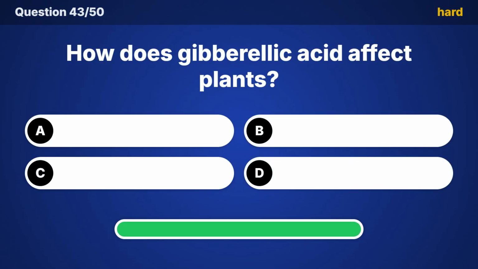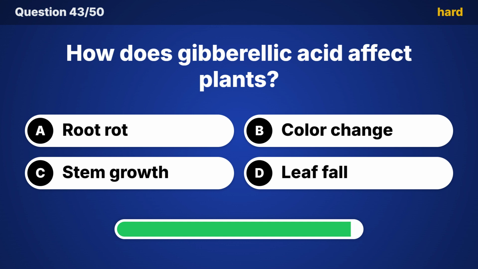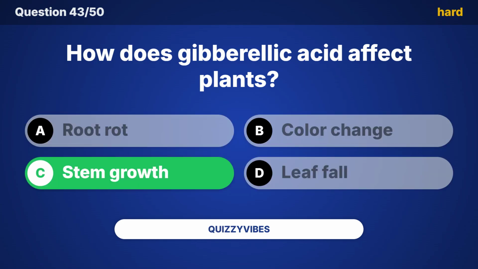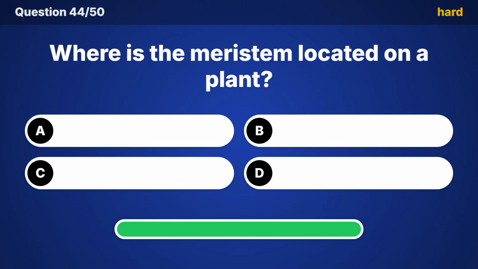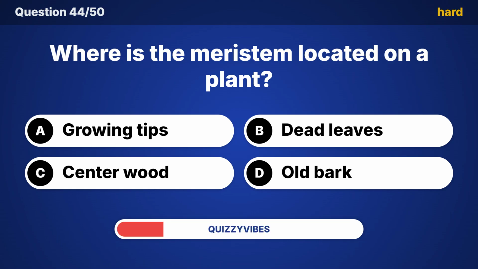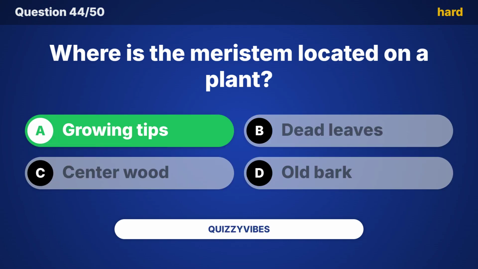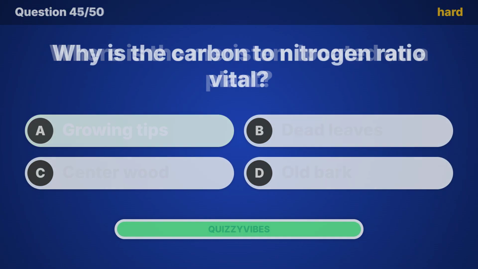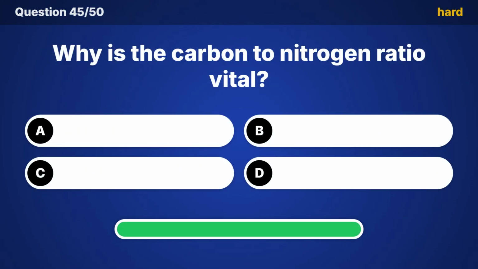How does gibberellic acid affect plants? Answer, stem growth. Where is the meristem located on a plant? Answer, growing tips. Why is the carbon to nitrogen ratio vital?